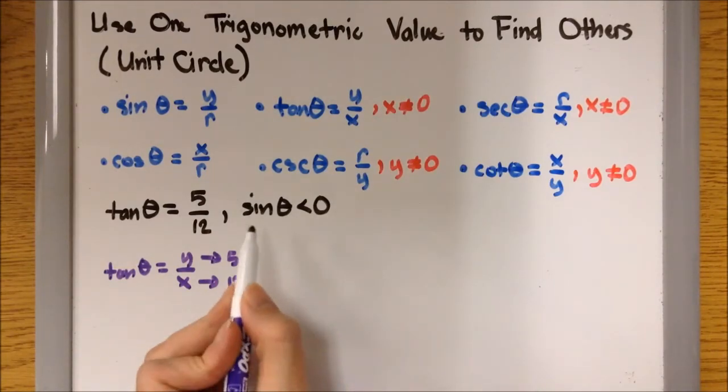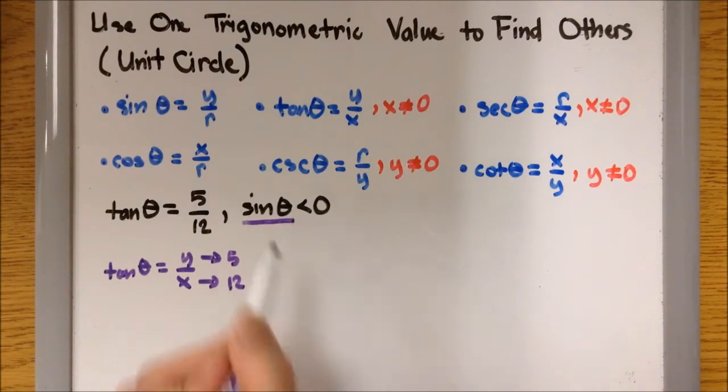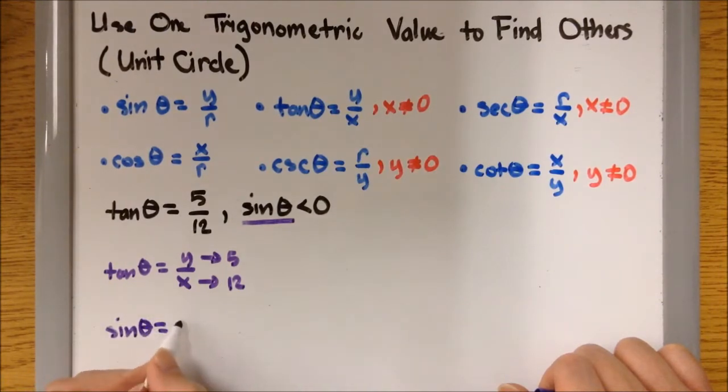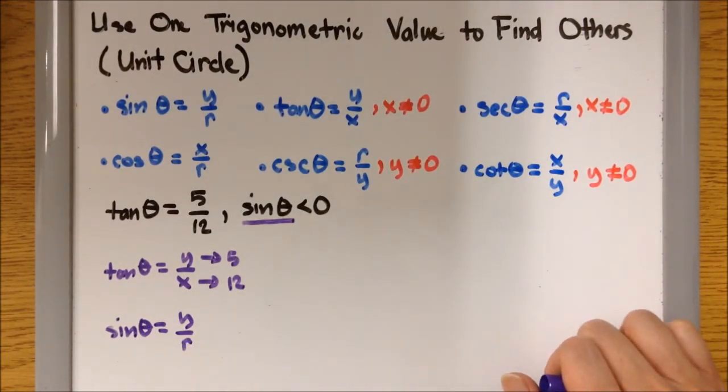Over here, it tells us that sine theta is less than 0. So since sine theta is less than 0, it means that it's negative. So let's go to the definition of sine theta, where the definition is y over r. Now, if sine theta is supposed to be negative, there's one thing we always know. If this is supposed to be negative, that means it needs to be a negative y over r.